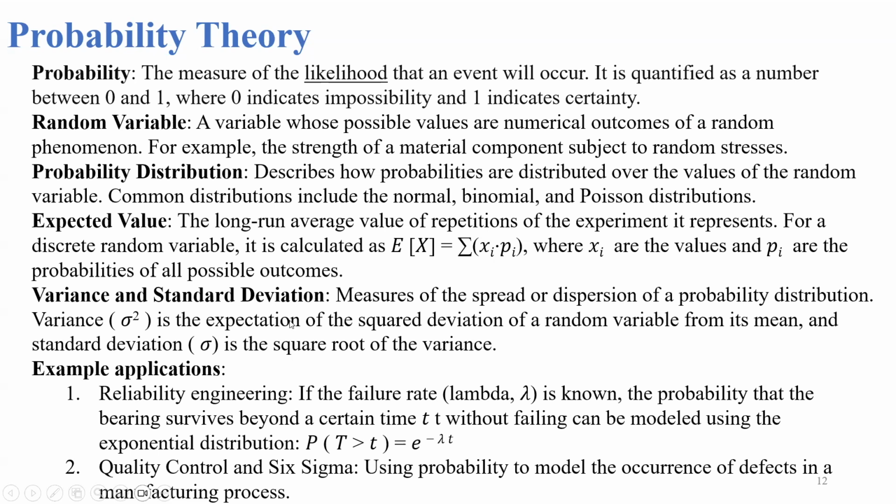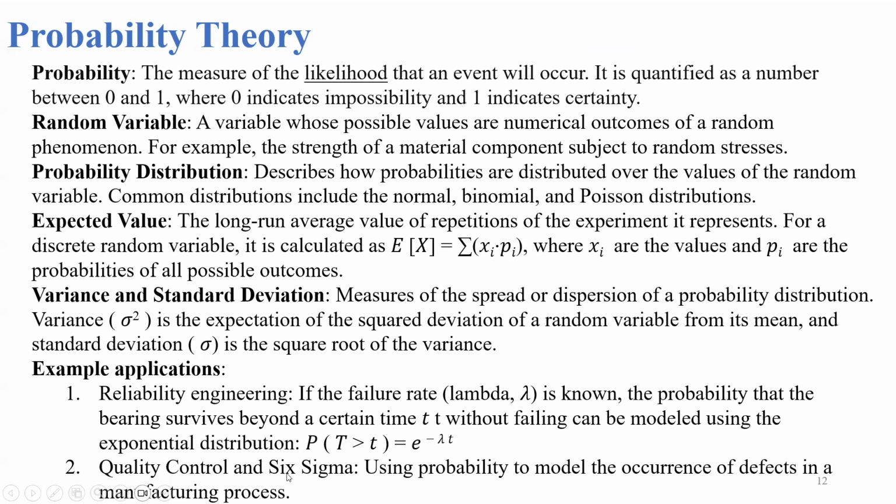Now, variance and standard deviation for a probability distribution are measures of its spread or dispersion. Variance is the expected squared deviation of a random variable from its mean, and standard deviation is the square root of the variance. While these concepts could look very abstract, when we apply them to mechanical engineering applications, they become more tangible. One example is reliability engineering. If the failure rate is lambda, the probability that a bearing, for example, survives beyond a certain time t without failing can be modeled using an exponential distribution: P(T greater than t) is e to the minus lambda t, so exponential decay.